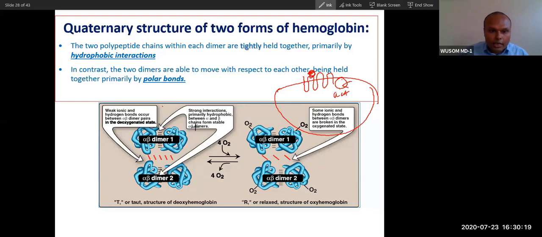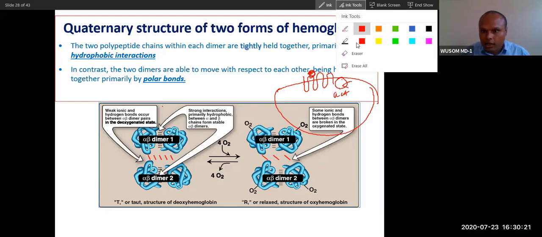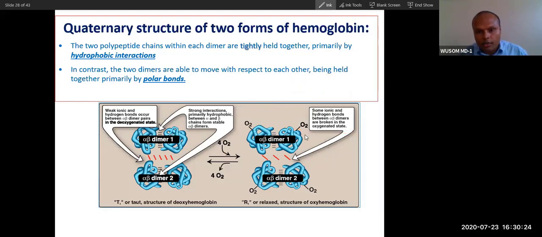So this is how you can see binding of oxygen will change the structure. This is called conformation change. Binding of oxygen to this hemoglobin will cause conformation change. How does this conformation change happen? We will see that conformation change.